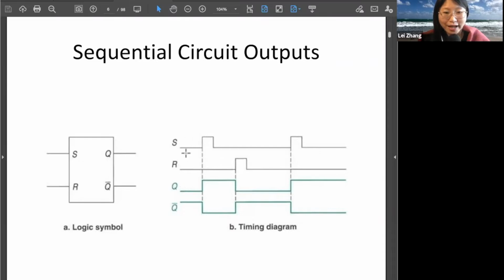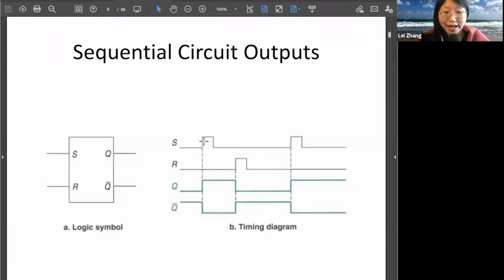Let's have a look at the timing diagram. At the beginning, both S and R are zero, so the output remains the same. Let's assume the initial value of Q is 0, so since it's complementary, Q naught is 1. When S is set to 1, the output Q will be set to 1. Correspondingly, Q naught will be the complement of Q, that is 0.